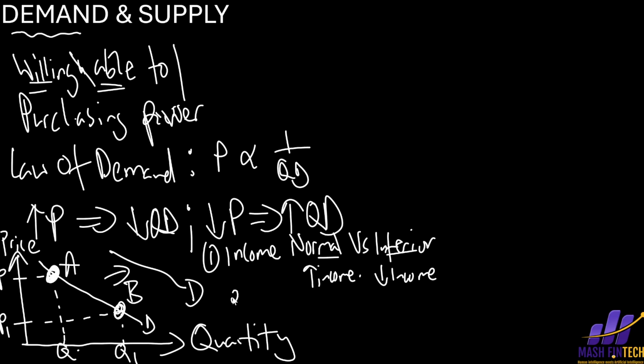The other thing that shifts the demand is the availability of substitutes and complements. So these related products, substitutes and complements. So this is the second one.